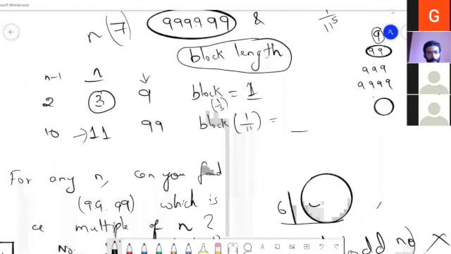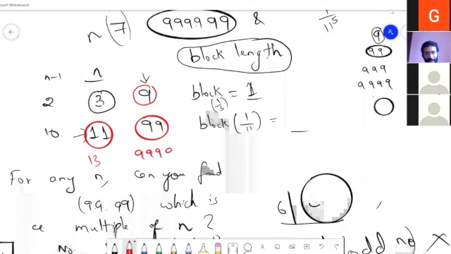The number and the sequence of 9s, which is a multiple of the number. For 3 it is 9, for 11 it is 99, for 13 it is 999. Right? And the block length, where we are comparing this now.